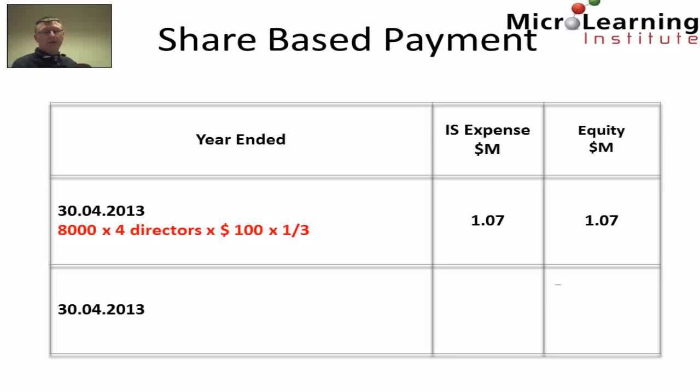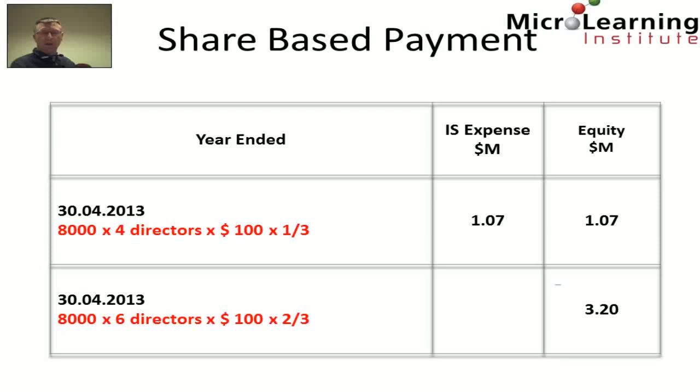At the 30th of April 2013, the expectations had changed, and now we expected 6 directors to avail of the offer. Again, the fair value at grant date was still $100, and now we're 2/3 of the way into the overall vesting period of 3 years. So now we recognize cumulative equity of $3.2 million, and of course a corresponding expense relating to the movement from 1.07 to 3.2 million in equity of $2.13 million.